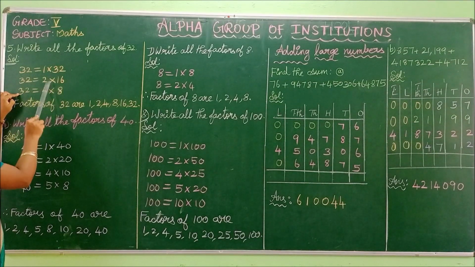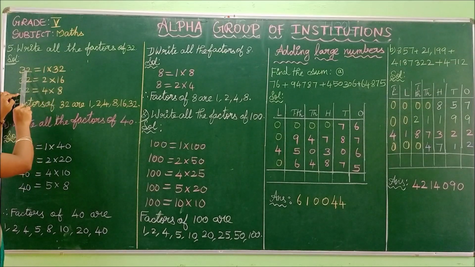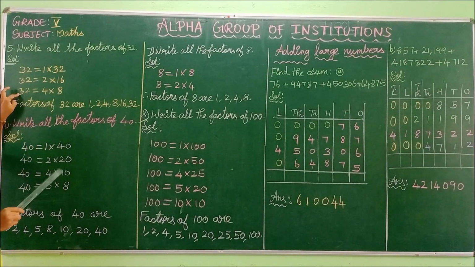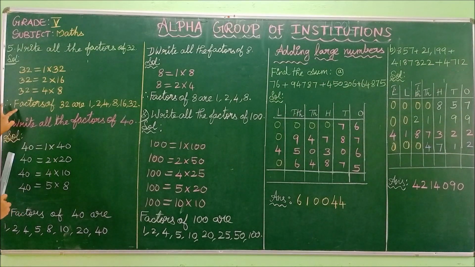For writing a given number as a product of some other numbers, you must know the multiplication tables up to 10 or at least 12. Okay. Next we are going to write the answer for the factors of 32.